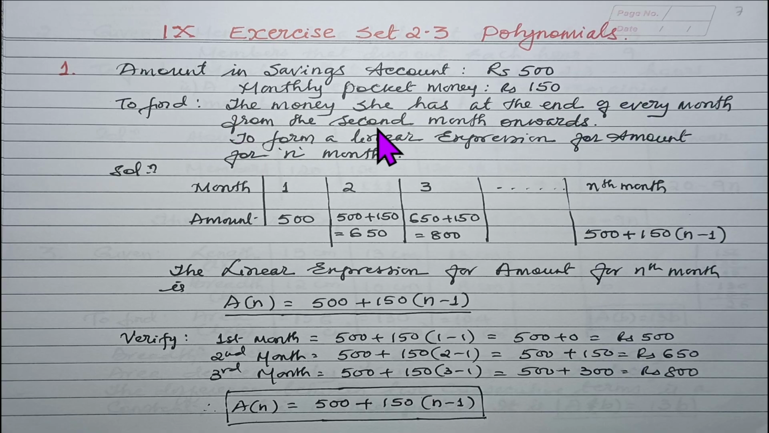We have to find the money she has at the end of every month from the second month onwards, to form a linear expression for the amount for n months. So we have this example in two parts. So let us go with the first part.